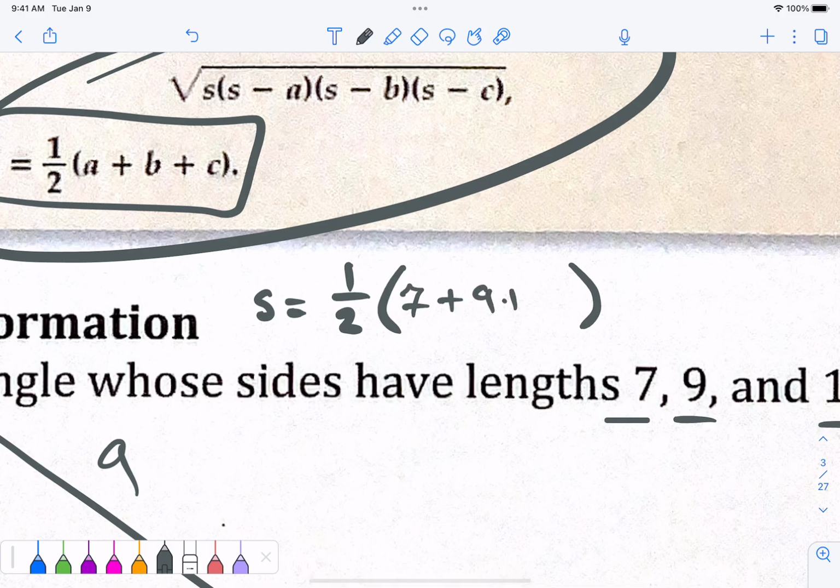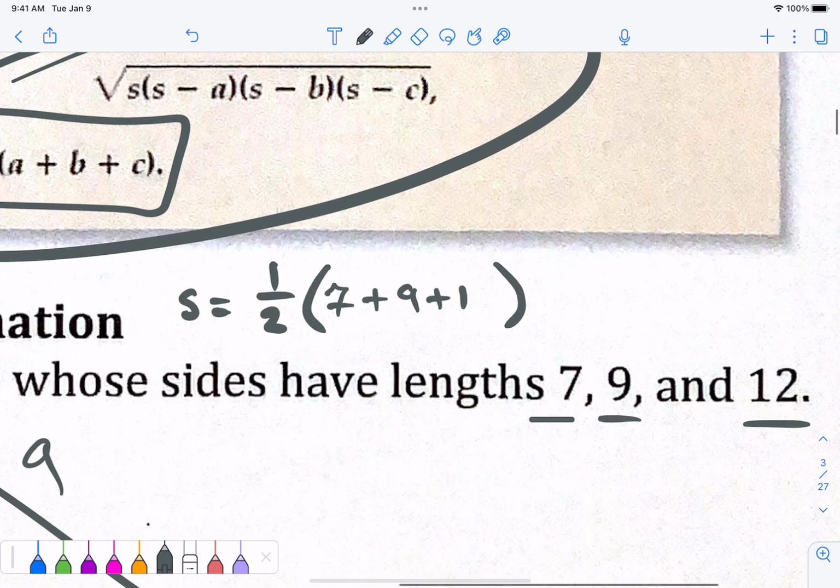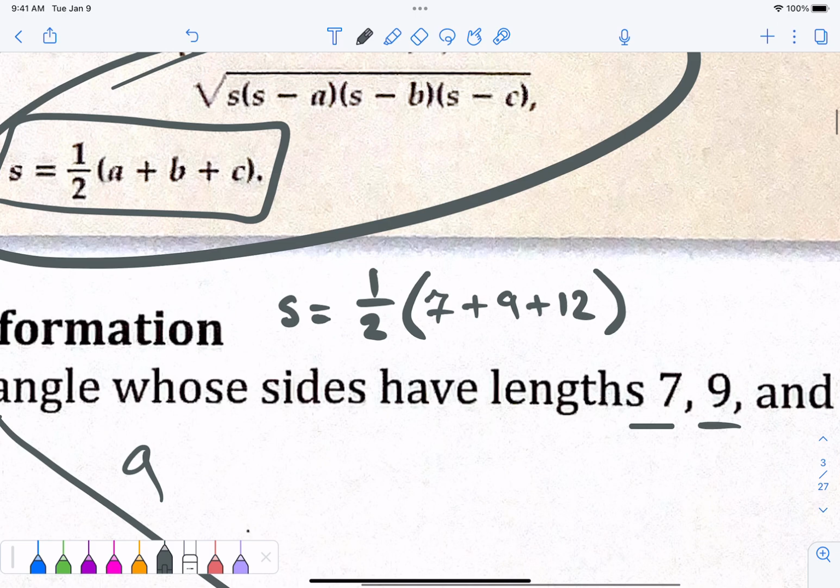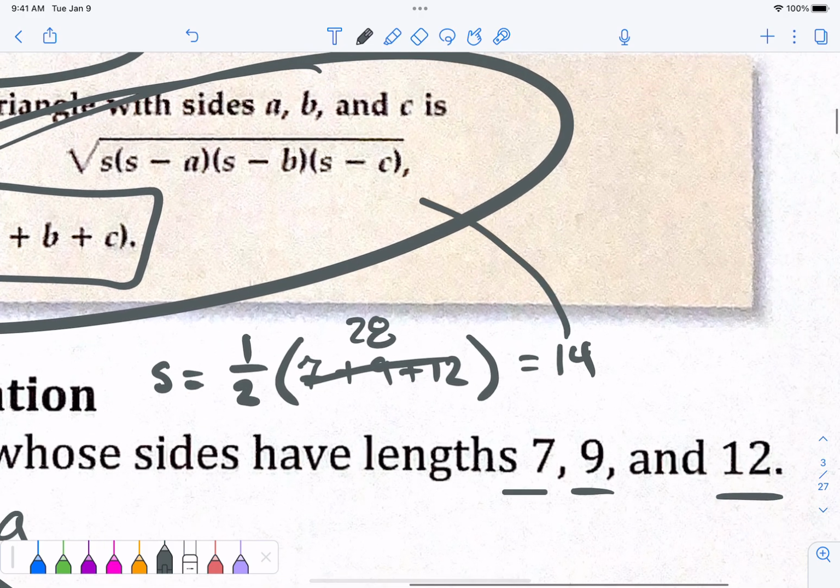7 plus 9 plus 12 to find what S is. 7 plus 9 plus 12 is 16 plus 12, which is 28. And then you said half of that is 14. Perfect. So my S value is 14. Got it? Now I just take that 14 and plop it up here.